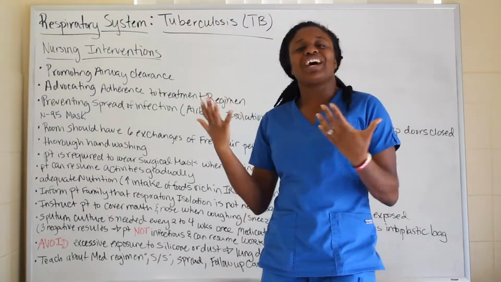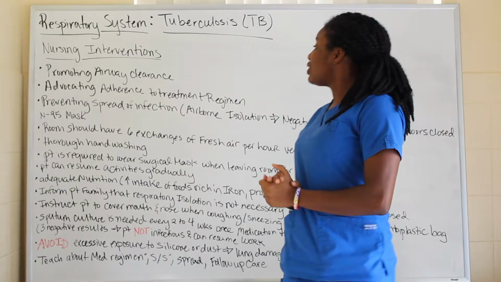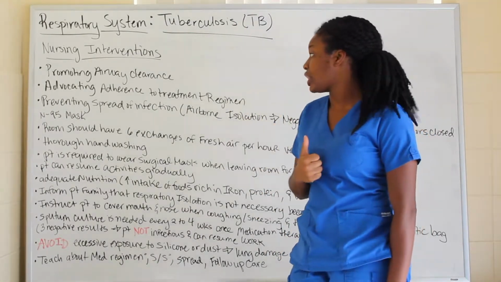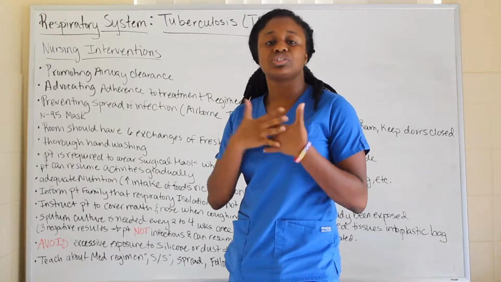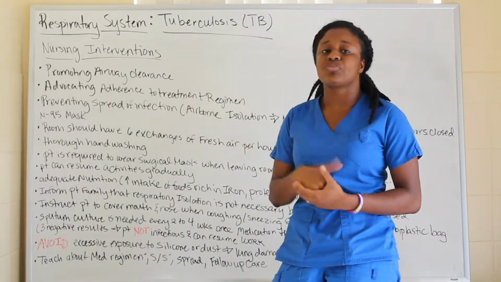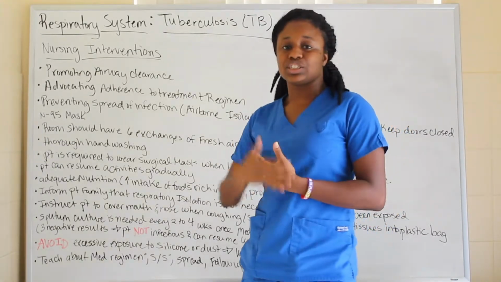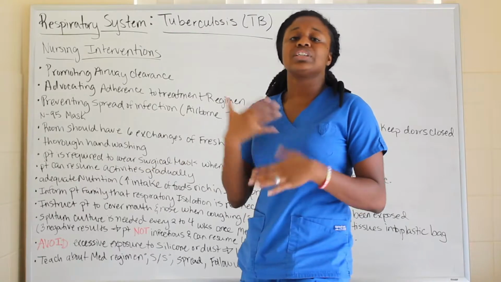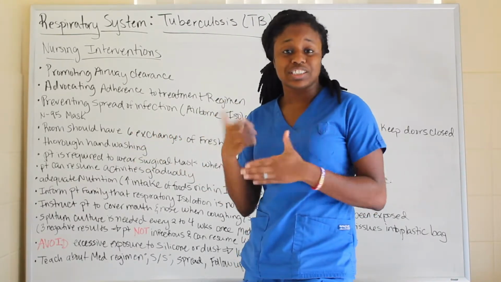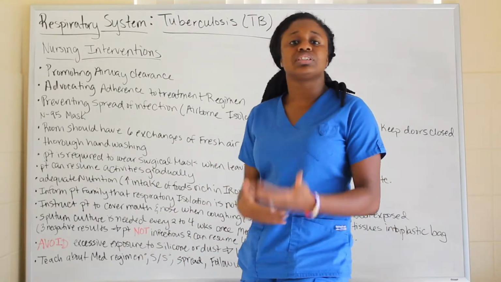All right, and last but not least, our nursing interventions of TB. So one main thing that we want to do is promote airway clearance, okay? Main thing is you want to make sure that the airway is clear. Also, you want to advocate adherence to the treatment regimen. So again, like I said, it's 6 to 12 months. This is not something that's 2 weeks or 3 weeks or so. This is a very long time, all right? This is pretty much almost a year, but 6 to 12 months, and 12 months is a year, right? Of you having to be on this continuous regimen.